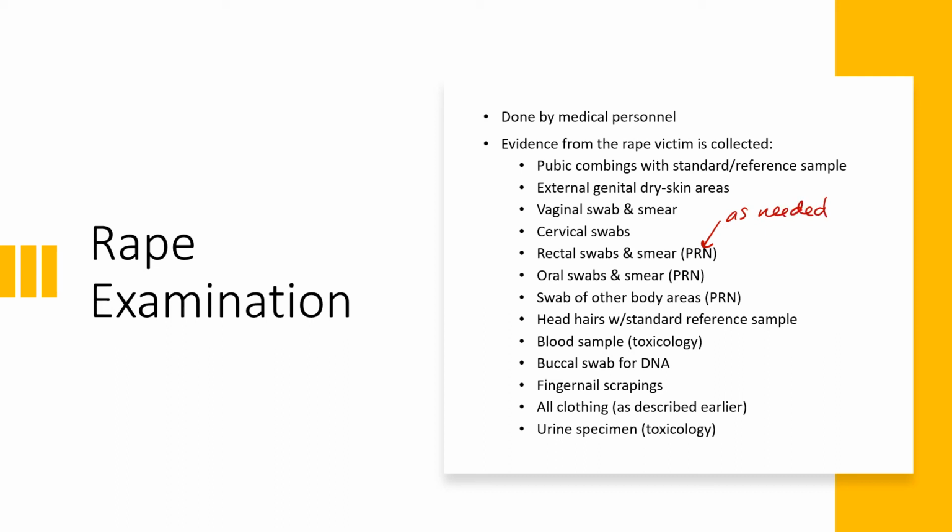Swab of other body areas that would have come in contact with the perpetrator as needed. Head hairs from the victim with a standard reference sample. A blood sample for toxicology purposes, not to see so much if the victim was drinking, but to look for if there was any kind of deliberately induced intoxicating substances like Rohypnol, for example. A buccal swab to collect the victim's DNA for comparison. Fingernail scrapings that could have soil samples, it could have blood from the perpetrator, their skin cells, etc. All the clothing is described earlier, and a urine specimen also for toxicological examination.